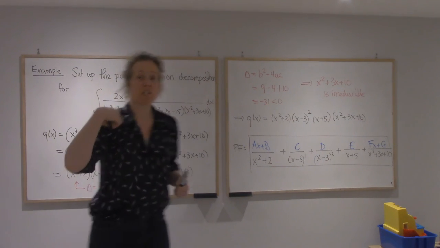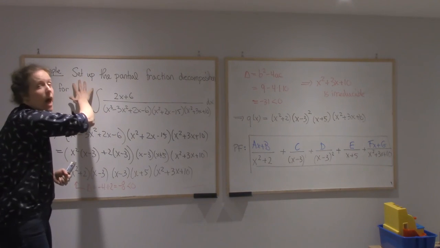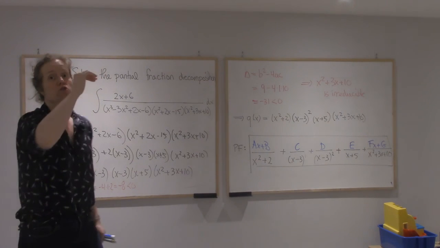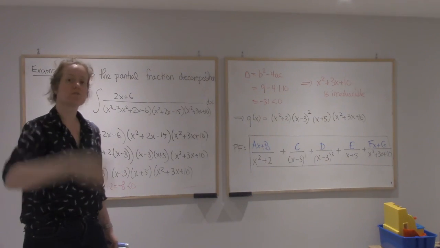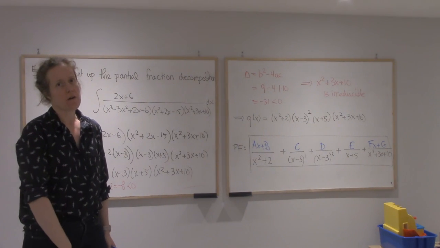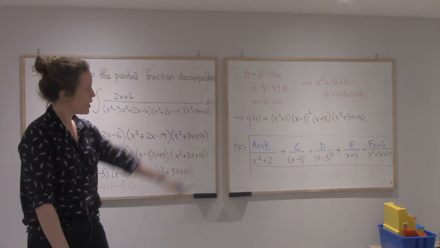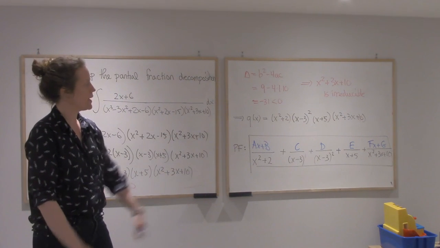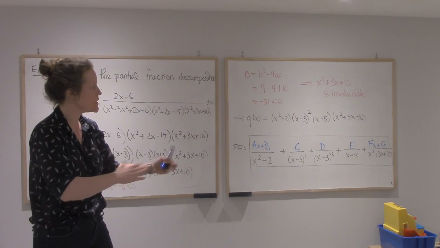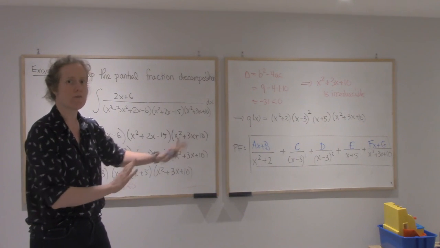When you're asked a question like this, set up. Do not solve for the constants. Do not integrate. Right? You'll waste tons and tons of time. There are too many constants. This would be a pain to figure out what A, B, C, D, E, F, and G would be. We would never ask you to do this.